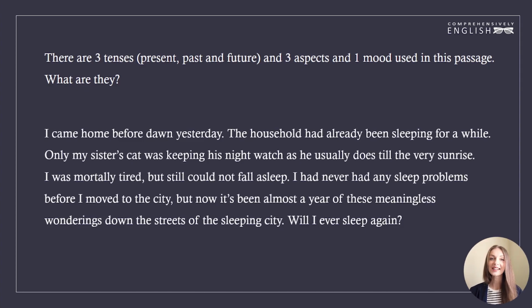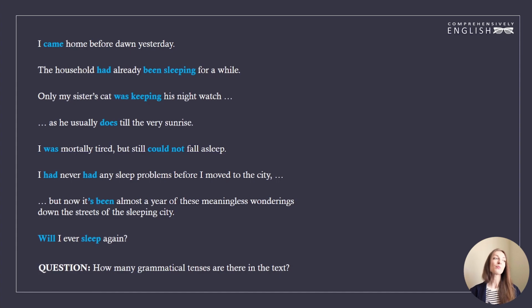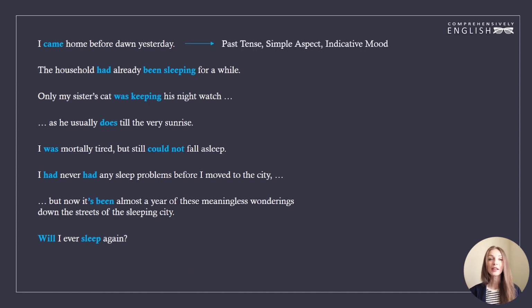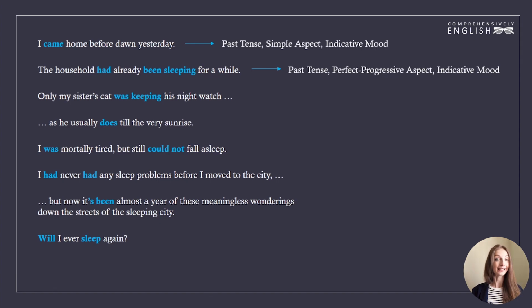It's not the worst idea to write this passage down and then return back to the video. Let's look at these sentences together. I came home before dawn yesterday. The main verb, or the predicate, is "came". It's the past tense, the simple aspect, the indicative mood. The household had already been sleeping for a while. It's the past tense, the perfect progressive aspect, and the indicative mood.